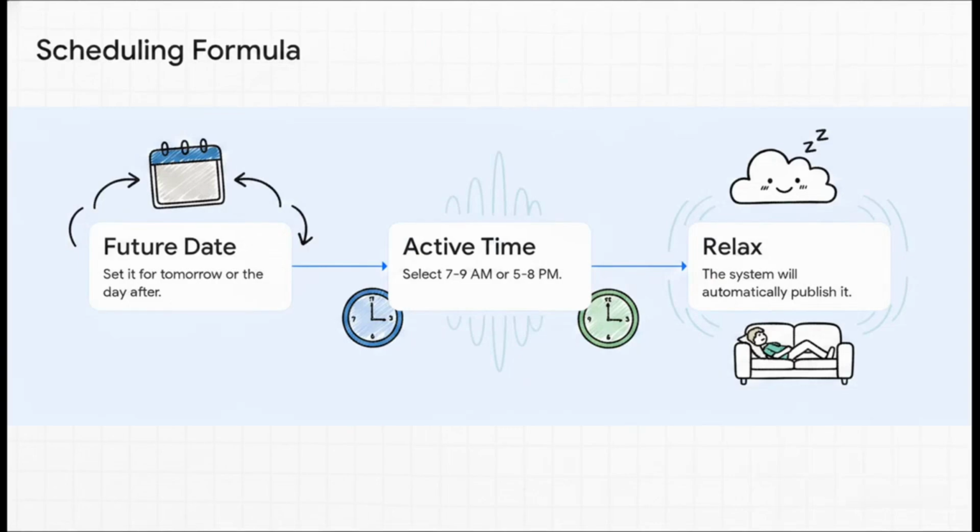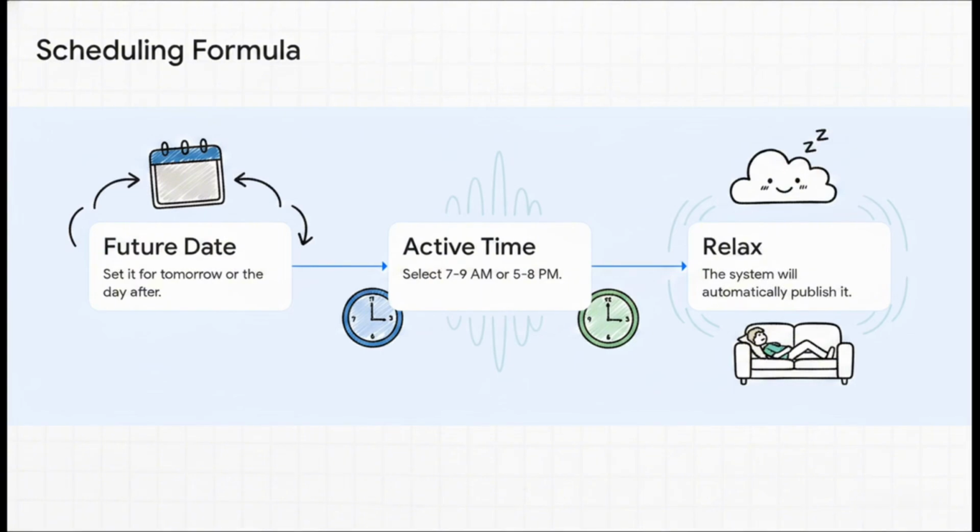Right, so how do we actually implement this strategy? To give the algorithm the prep time it so desperately needs, you just follow this simple 3-step scheduling formula. Step 1, set a future date. Whatever you do, do not schedule it for today. Give it at least until tomorrow or even the day after. This guarantees the machine has ample time to process everything.